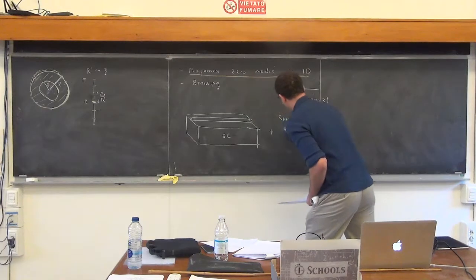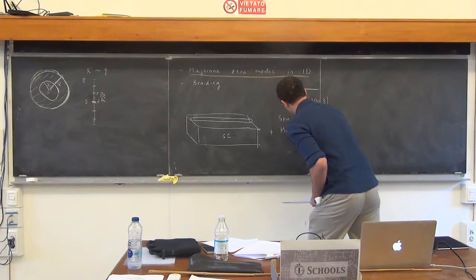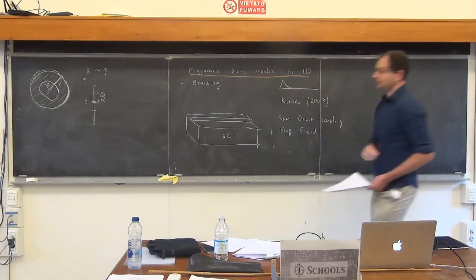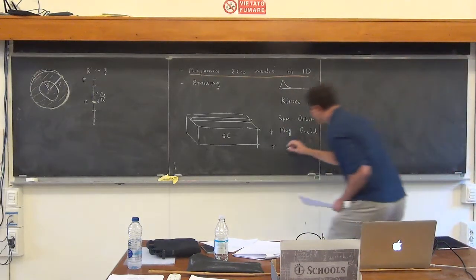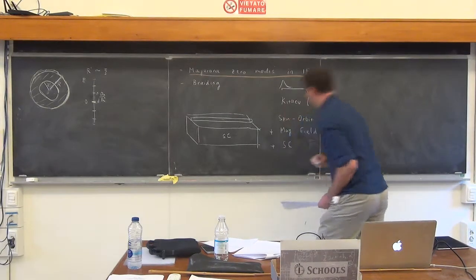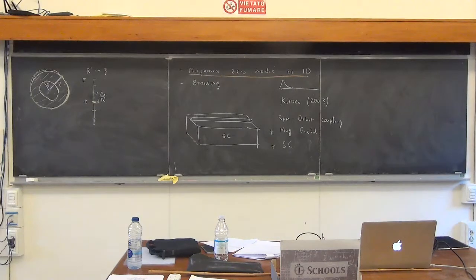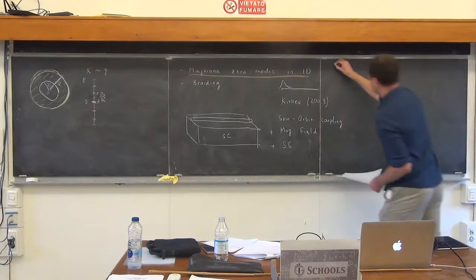You also need to apply a magnetic field, and you need the induced pairing potential, so superconductivity. If you get all these ingredients, it turns out that you can get a band structure that looks like the band structure of spinless electrons with p-wave pairing. I'm actually not going to go into that.